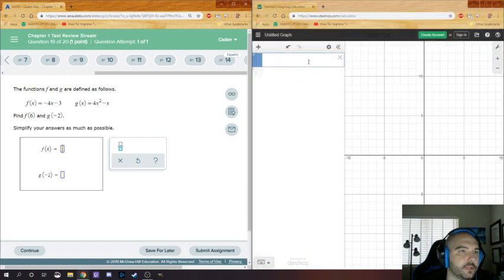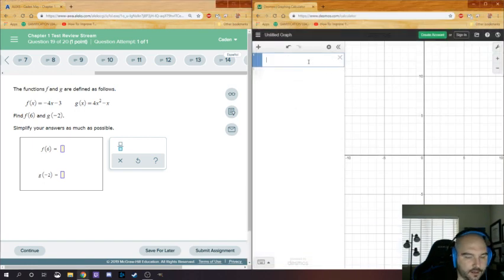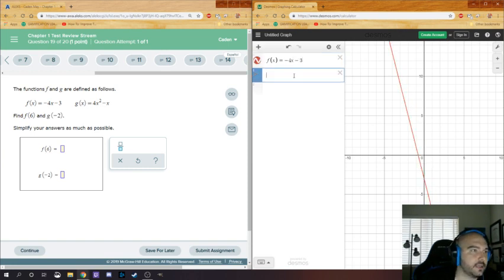Alright, here's Desmos. So I'm going to do what I did on a previous assignment. You can just type in f of x equals -4x minus 3. Okay, don't do that. Like this. And then if you want to find f of 6, you literally write f of 6. And it gives you that.